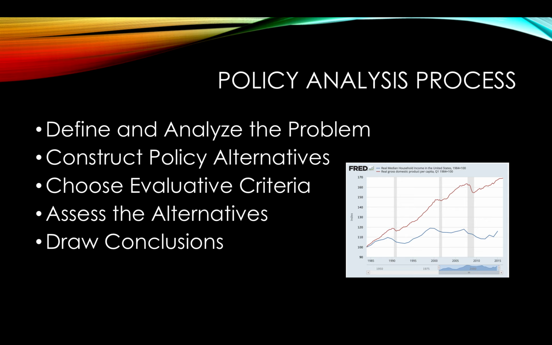You can see from the figure on the screen that real gross domestic product has been increasing, but the median household income has been stagnant. How do we define what that problem is? What are these issues? Then we need to construct policy alternatives. This is where we ask ourselves what policy options might be considered for dealing with the problem.